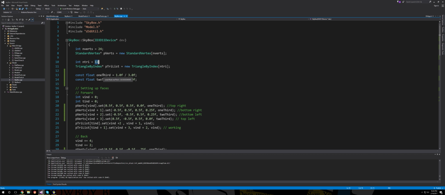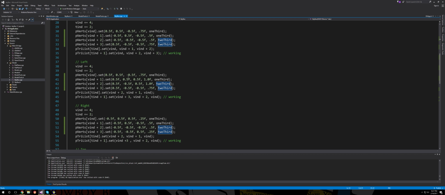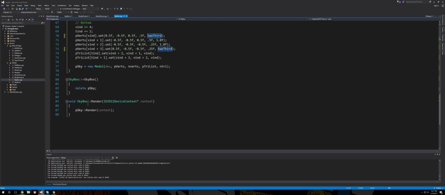In order to properly get the 1/3 and 2/3 along the V for the texture map, I use these two constant floats right here for 1/3 and 2/3. I properly insert the U and the V into the forward, back, left, and right sides of the faces, but I inverse the windings so that each face faces towards the inner center of the box. That way the skybox can be seen from all sides.